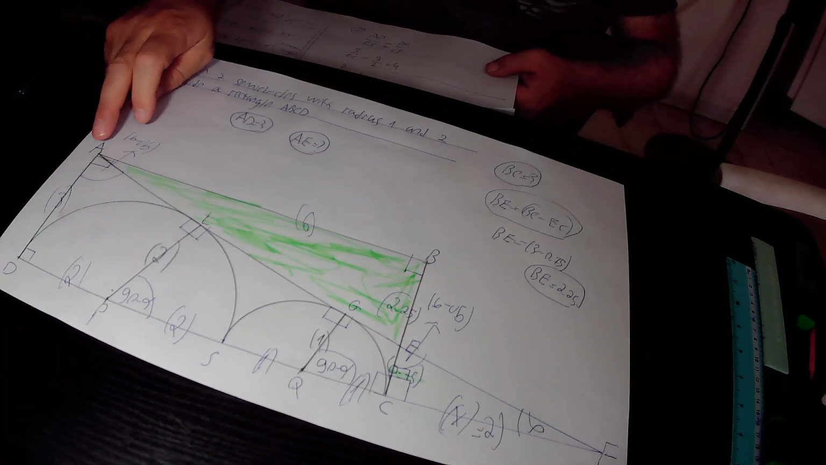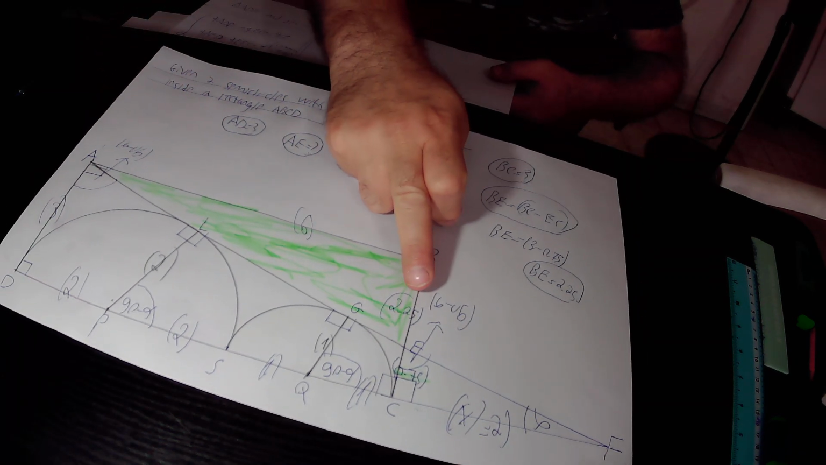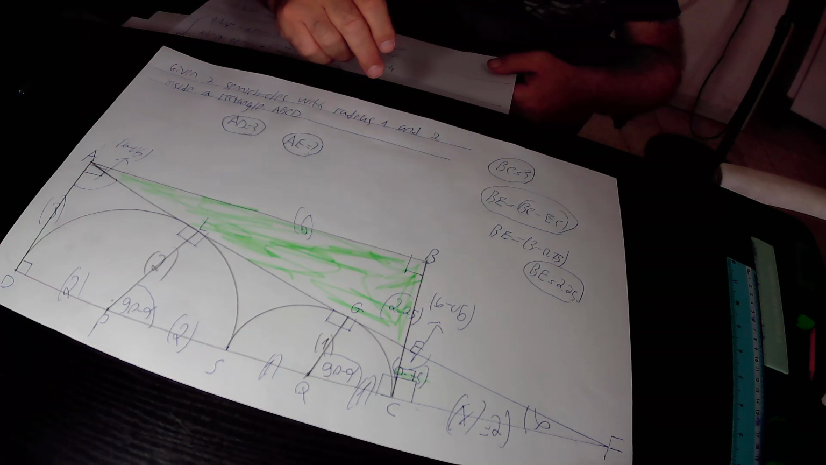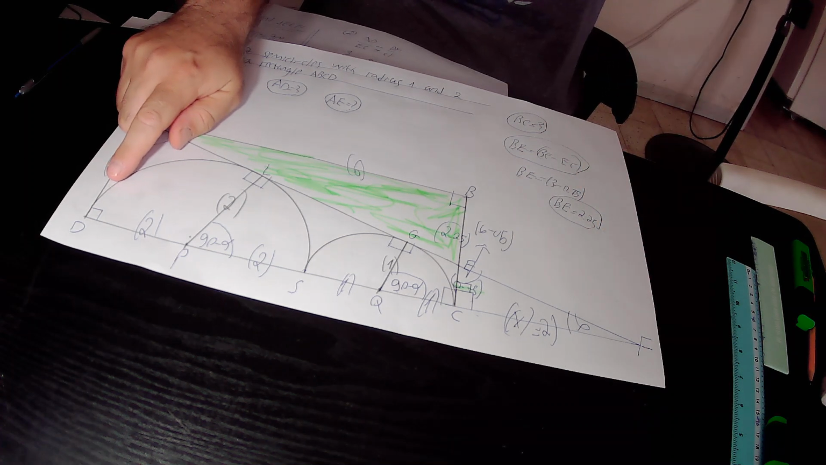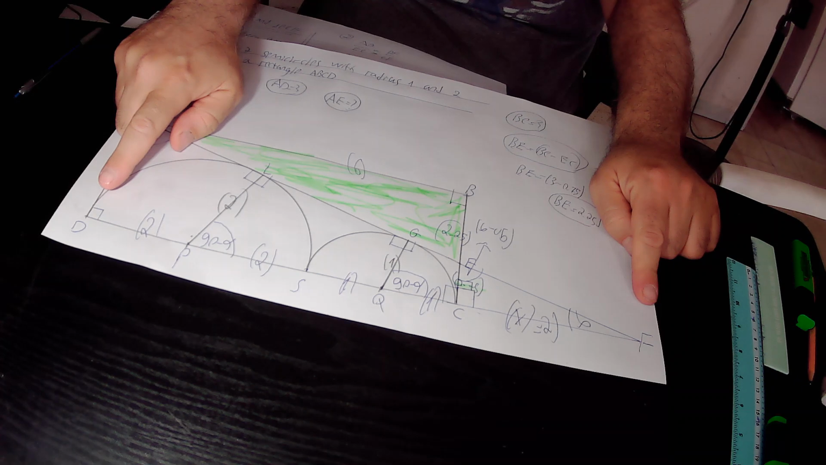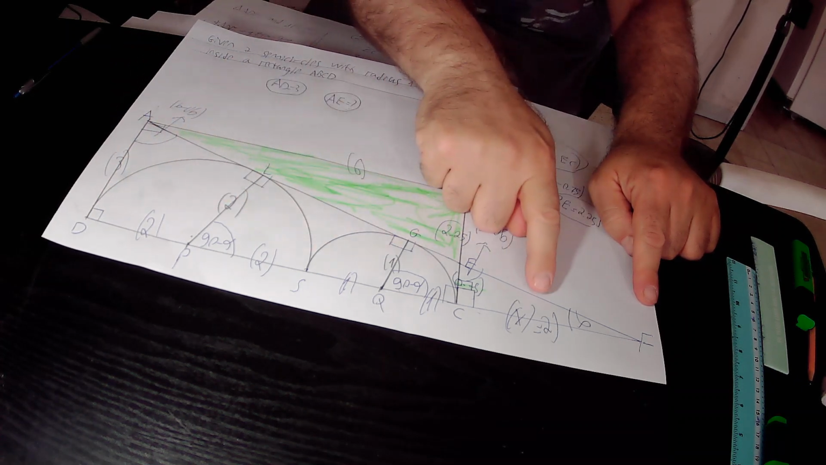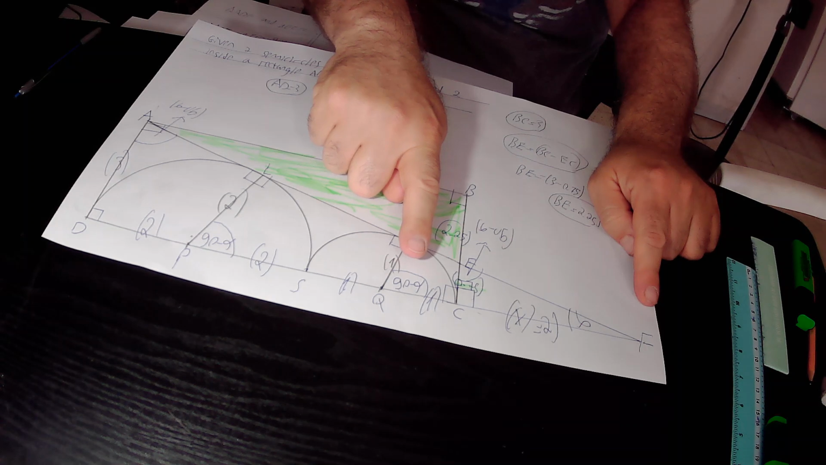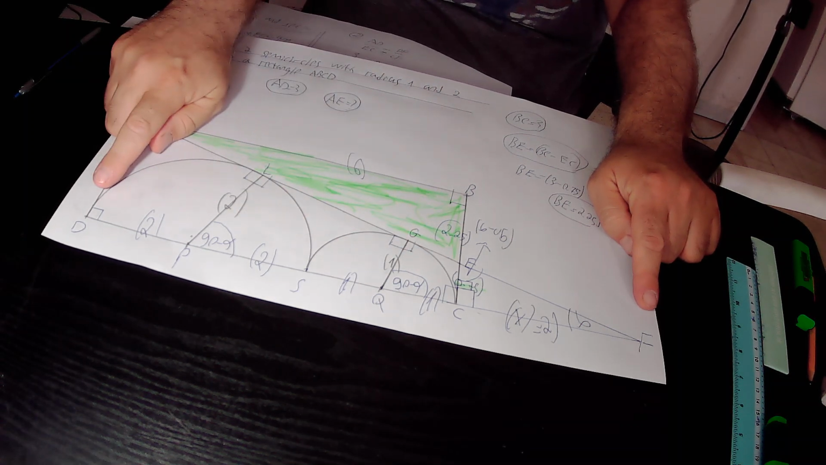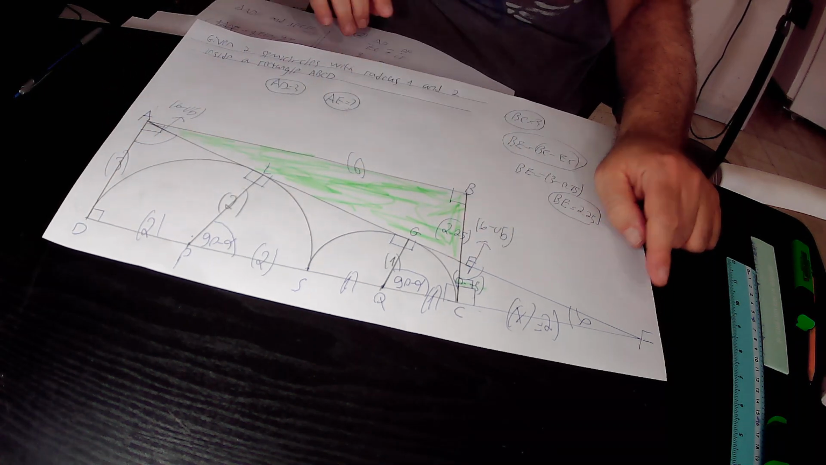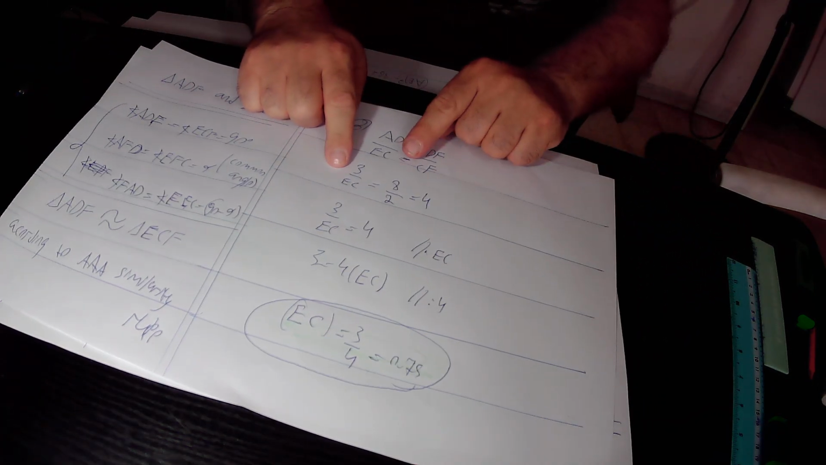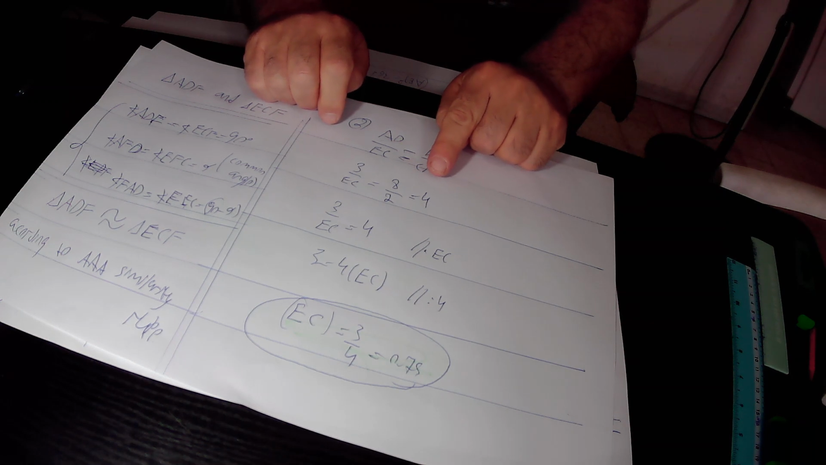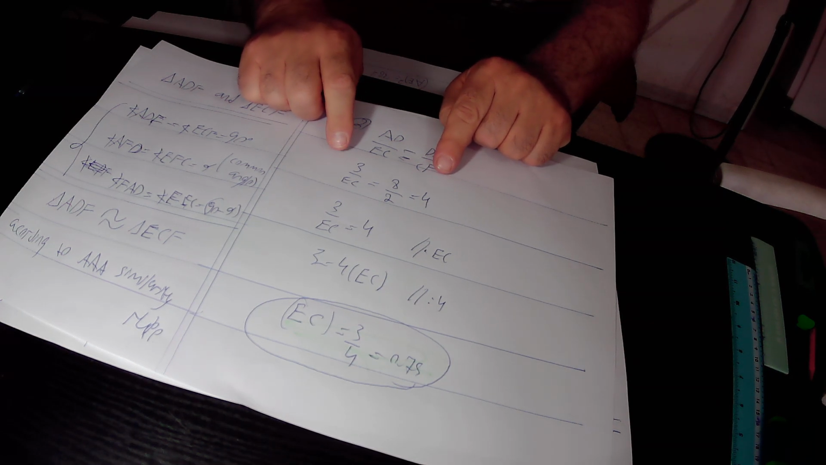AD is 3 over EC. EC is the missing side, so we leave it as it is. It equals DF over CF. DF in total equals 2 plus 2 plus 2, that is 6, plus 1 plus 1, in total 8. So DF in total equals 8 units in length over CF. CF equals 2. So we found out that 3 over EC equals 8 over 2. 8 over 2 is 4. So in total we found out that 3 over EC equals 4.